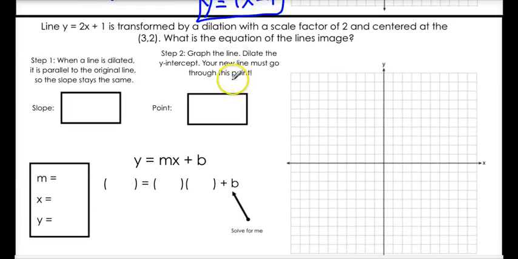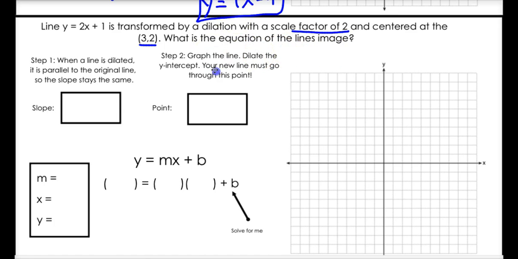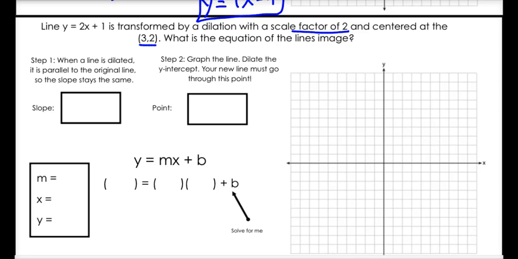Let's try it one more time. Line y equals 2x plus 1 is transformed by dilation with a scale factor of 2, and is centered at (3, 2). That's the center of dilation, and that's our scale factor. What is the equation of the line's image? Well, we do exactly what we did before. Start by graphing the line. This is 2x plus 1, meaning it starts at 1. Slope is 2, up 2 over 1, up 2 over 1, up 2 over 1. Let's draw this line.